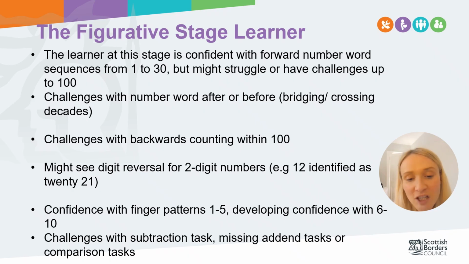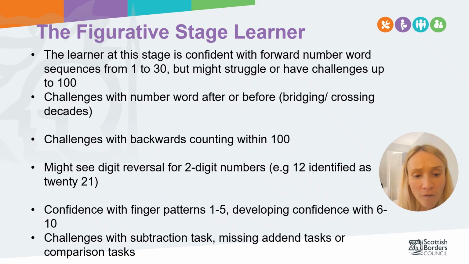You might see a bit of digit reversal for 2-digit numbers, so they might identify 12, say, as 21, or say 73 as 37, those kind of things, so reversing the digits. So again, that's something to be mindful of.